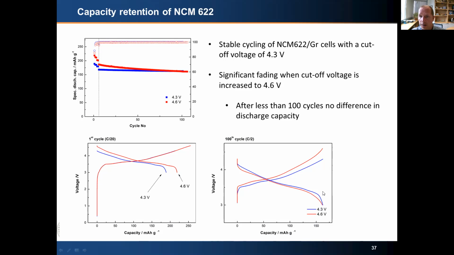And there's not a large difference between the discharge capacity of the materials after 100 cycles for those cycled to high voltage versus those cycled to the lower voltage.